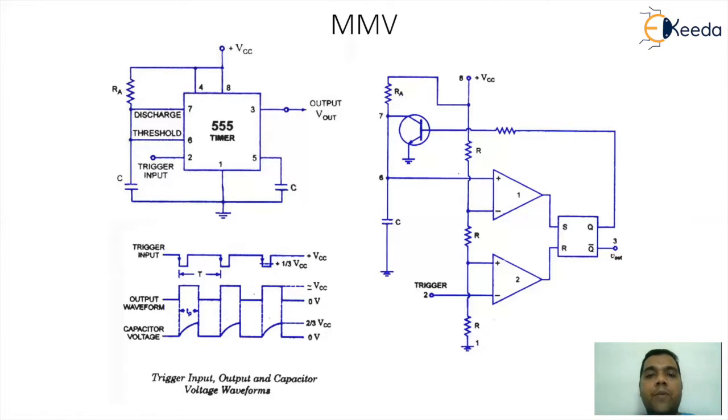Between pin number 8 and pin number 7, there is a resistance by the name RA. 7 and 6 are shorted. At pin number 6, we have a capacitor by the name C connected to ground. Pin number 1 by default is the ground pin, it will be grounded. And pin number 2 is basically your trigger pin.